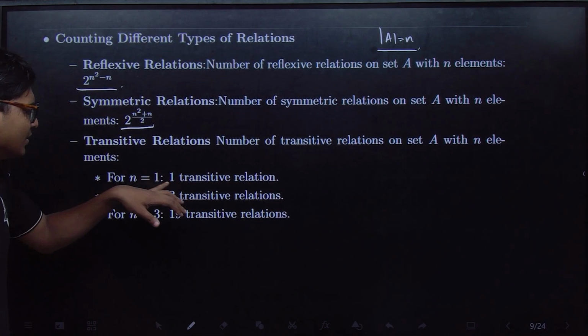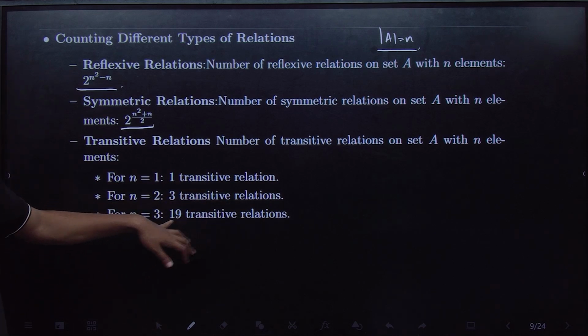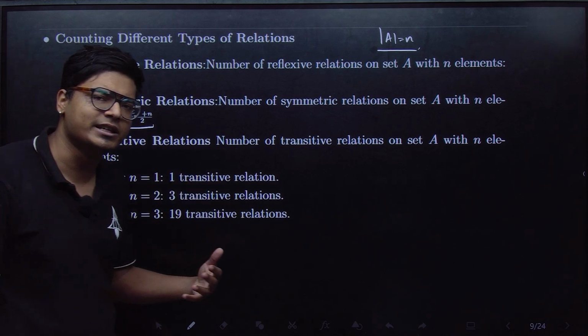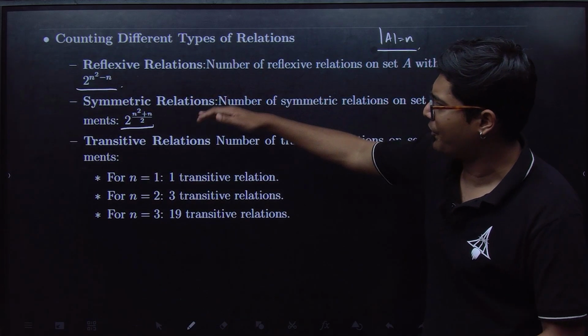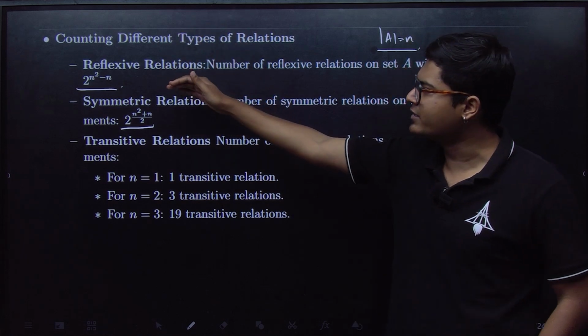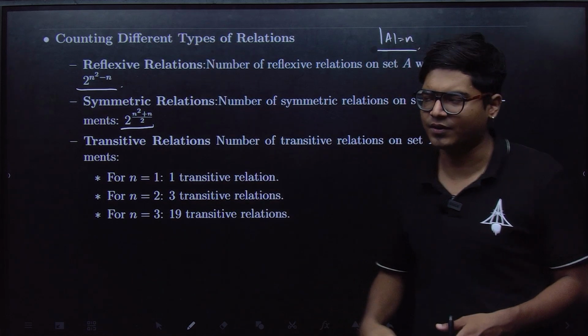For example, for n equal to 1, you only get 1 transitive relation, for 2 you'll get 13, for 3 you get 171. So it doesn't really follow any specific pattern, but these two formulas are important. So remember the number of reflexive relations that you can form and the number of symmetric relations you can form.